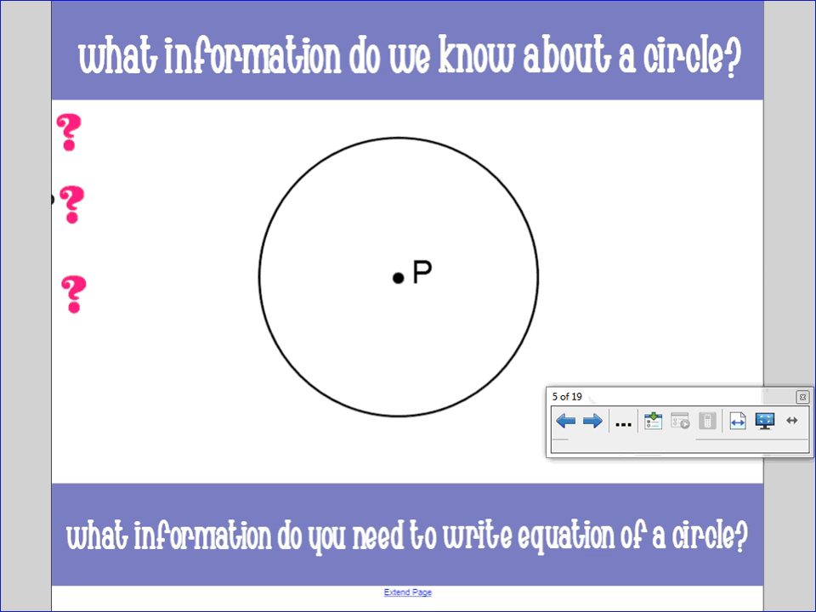Alright, so what's so special about the radius of a circle? Why do I care about the radius?